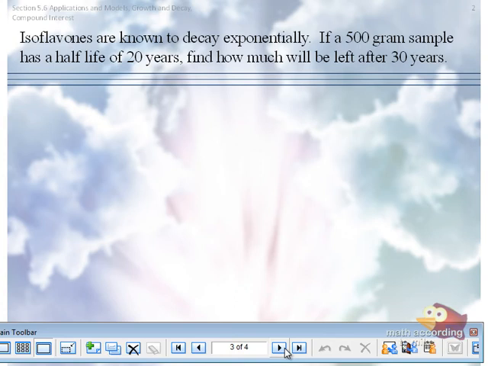Isoflavones are known to decay exponentially. If a 500-gram sample has a half-life of 20 years, find out how much will be left after 30 years.